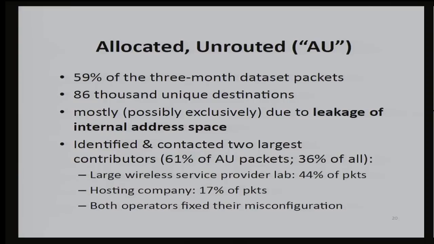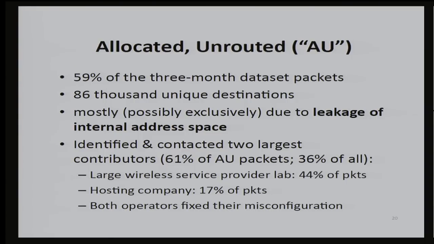Now, if you look at the allocated and unrouted traffic, these are once again packets that should not have been leaking out. Potentially, this accounts for about 59% of the total number of packets that we observe in our data set. 86,000 unique destinations are targeted due to this, and potentially this is because of leakage of internal address space. This should not be happening, but it is. We were able to identify two specific contributors to this traffic.